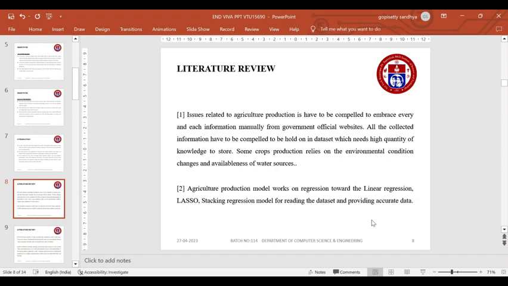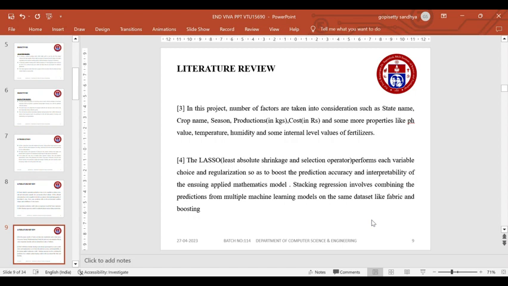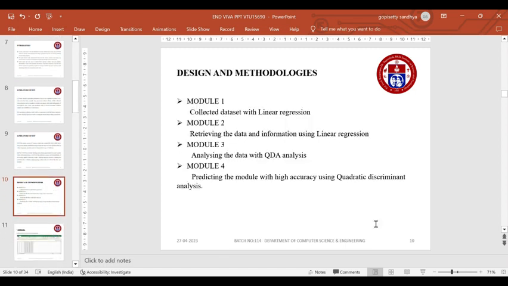And these are the literature reviews. I'm taking references from these literature reviews, and I'm taking this information from some government official websites and collecting all the information there, and the overall data needs a high quantity of knowledge to store. In every literature paper I'm taking the reference of the journals, and these are the design and methodologies. In model 1, collected data with linear regression; model 2 is retrieving the data and information using linear regression; model 3 is analyzing the data with QDA analysis; and model 4 is predicting with high accuracy using quadratic discriminant analysis.